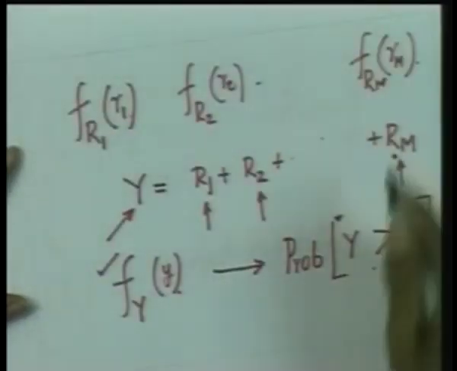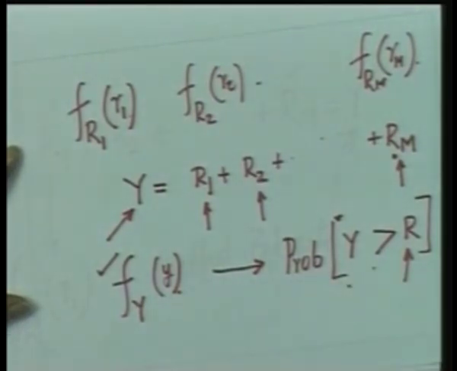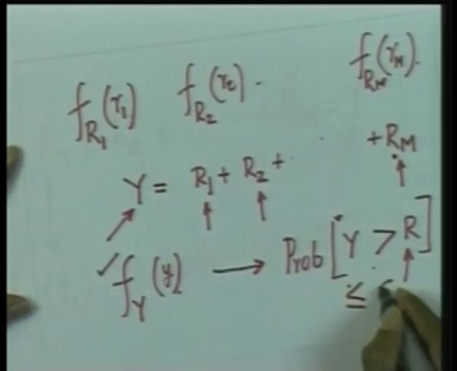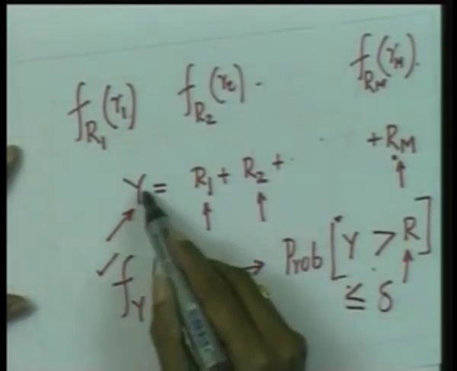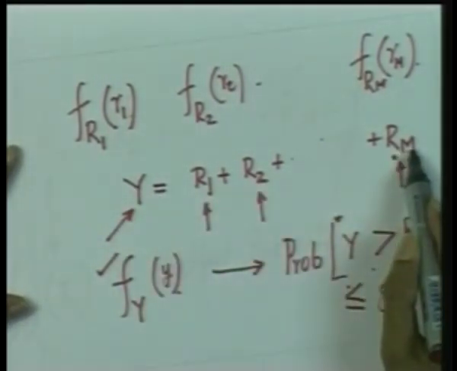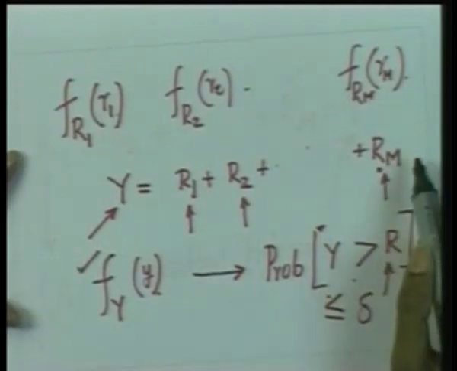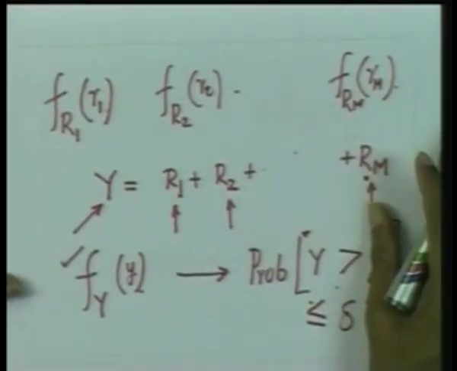The moment y exceeds R, there will be a packet loss. If this packet loss is less than or equal to some tolerable limit, let us say delta, then we can admit all the m users.